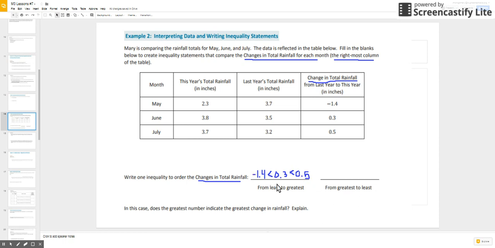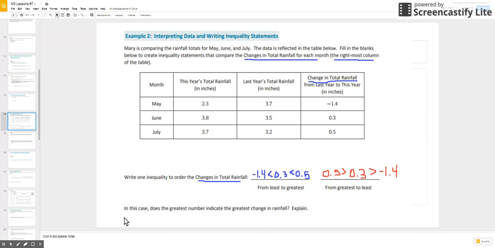Hopefully you remember from last video that because we're going greatest to least, this is going to be switched around. The greatest number, of course, is going to be 0.5. And this is going to be greater than, remember this is a less than symbol in blue, this is a greater than symbol in red. This is going to be greater than 0.3. And 0.3 is going to be greater than negative 1.4. So once again, greatest to least, least to greatest, and of course they're switched around. Very similar to the positives and negatives. Now let's look at the next part.